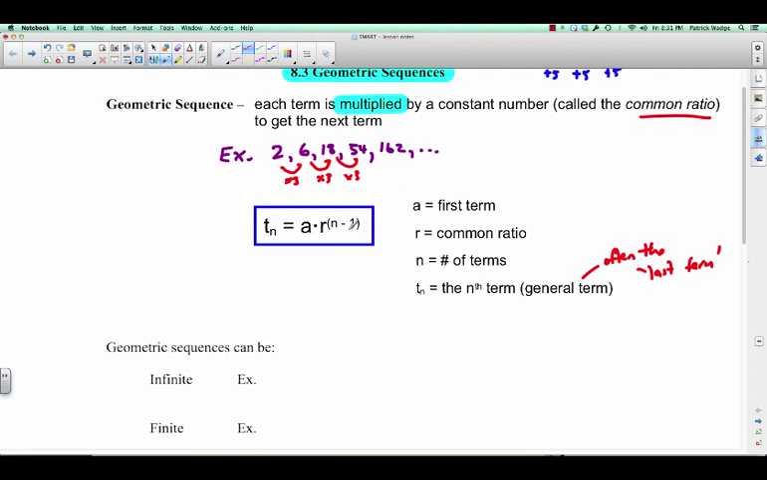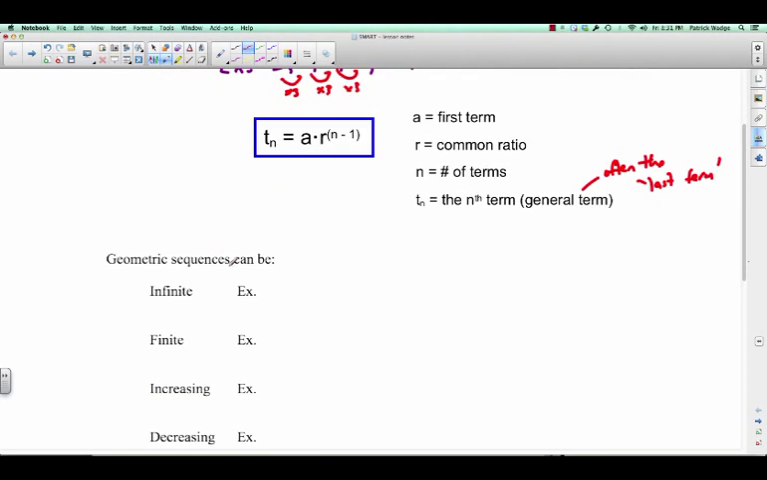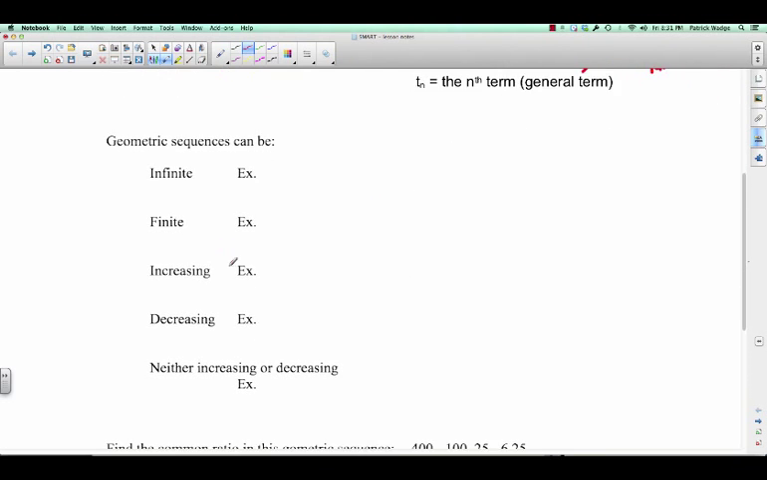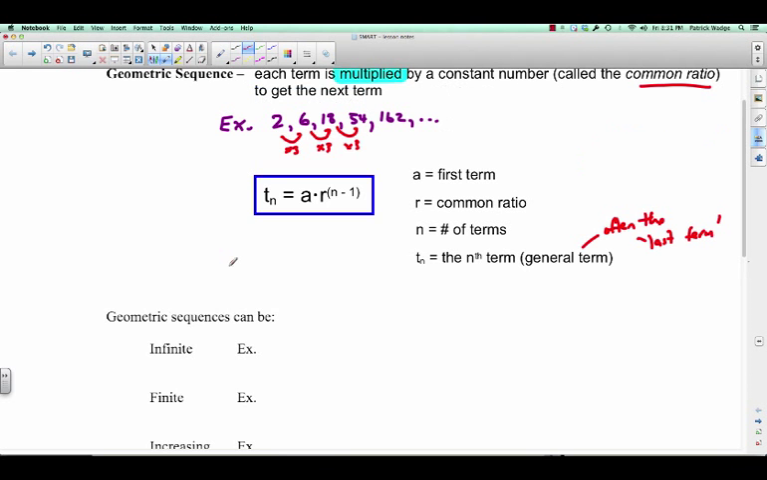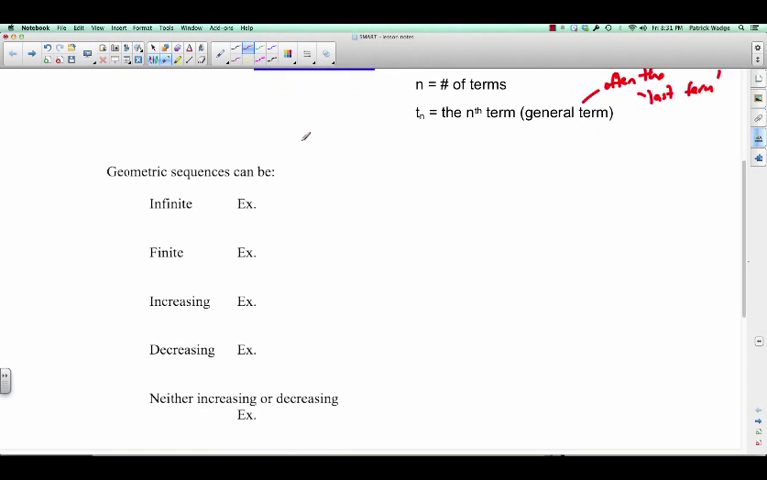Okay, so we'll use the formula in just a minute here, but first of all, let's explain a few more things about geometric sequences. They can be infinite, so actually the one I wrote right here is an infinite sequence. I guess I could do a different one. How about 3, 6, 12, 24? What's the common ratio? 2. I'm multiplying by 2, multiplying by 2, multiplying by 2, ... There, it's an infinite geometric sequence. Finite, how about this? 3, 6, 12, 24, stop.